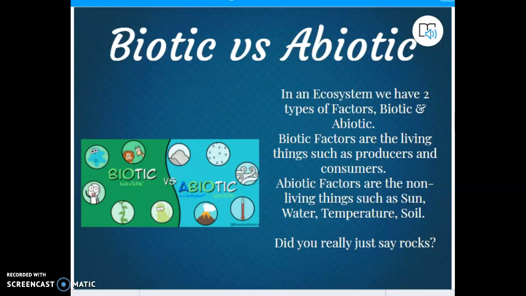So here is something that we're going to do in class today. We're going to be taking a look at the 4 different abiotic factors to see if they really do influence things in an ecosystem. Who can tell me the 4 main abiotic factors? Maddox. Sun, soil, temperature, and water.